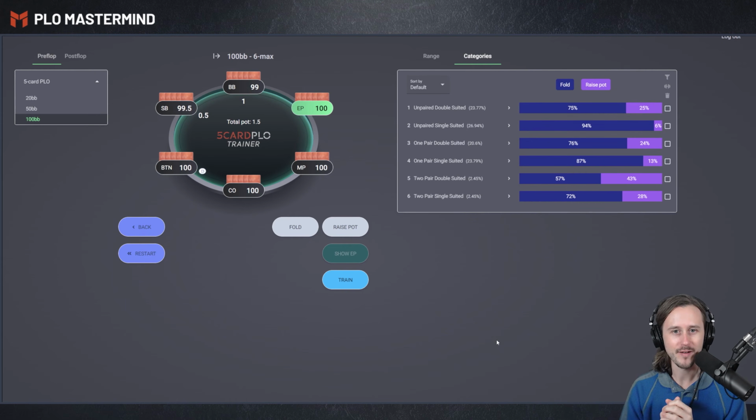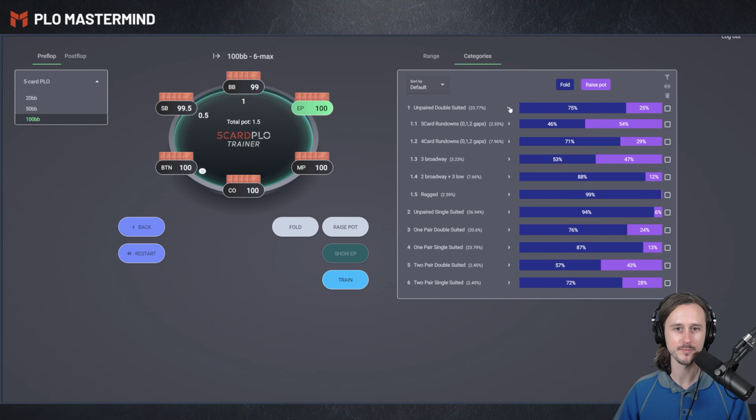Now, in 5-card PLO, there are different types of double suited hands possible and also different types of single suited hands possible because you have all these different variations, right? You can have a pure double suited hand with only twice the same suit and then 1 card with a different suit. But you also can have a triple double suited hand. Let me illustrate some of these examples.